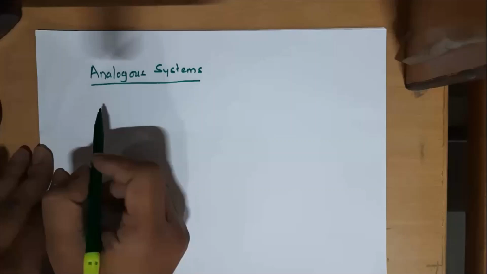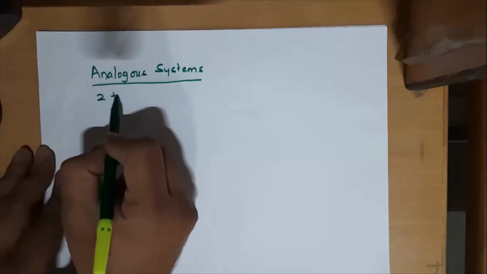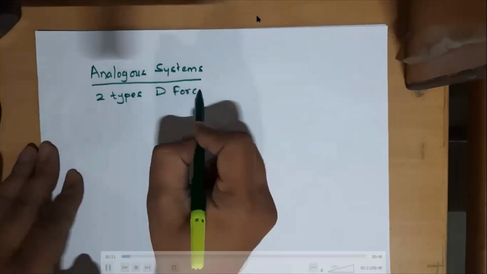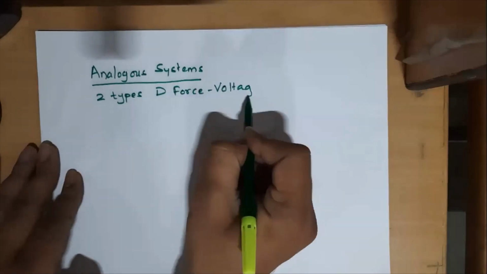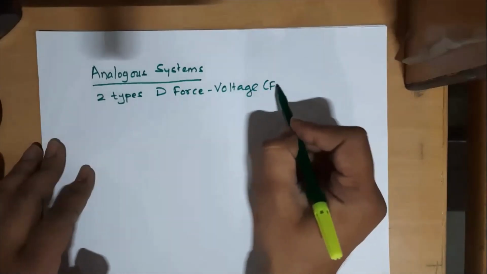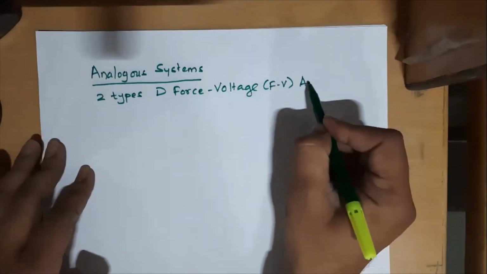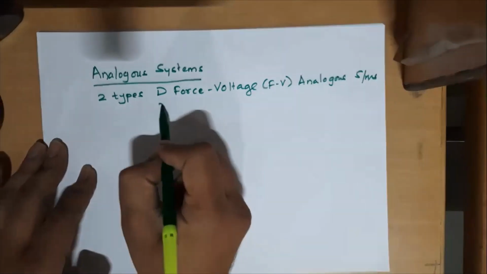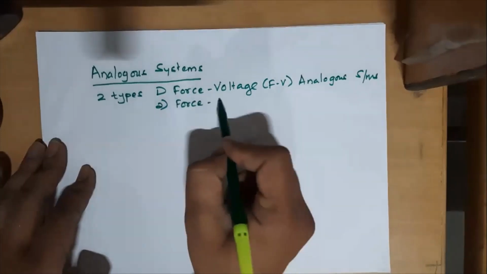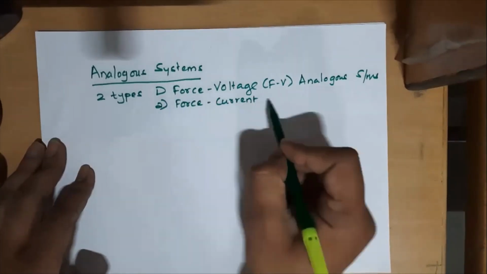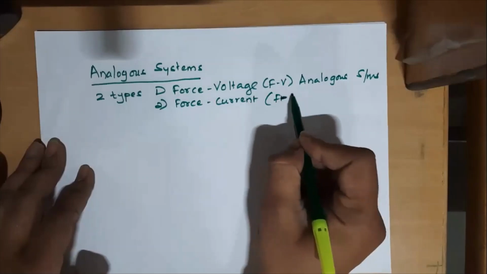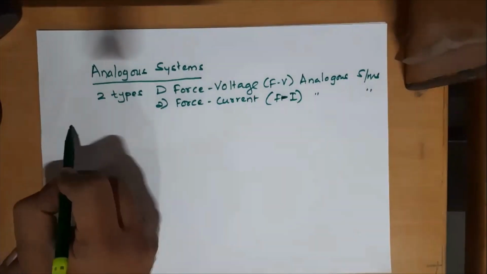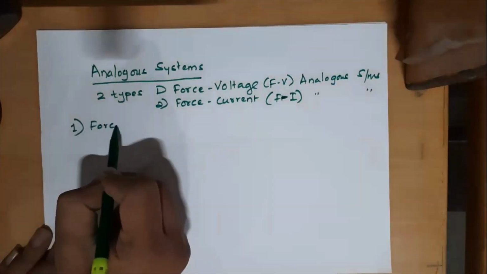But what is the meaning of this? If you understand, that's sufficient. There are two types of analogous systems. One is force voltage, or we call it FV analogous system. And the second one is force current, or FI. We call it FI analogous systems. Let us see briefly what is force voltage analogous system.